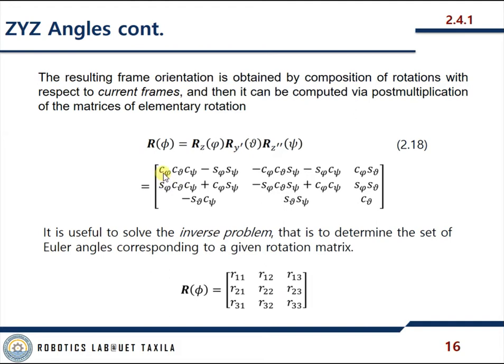It is important to note that C represents cosine and S here represents sine. So this is cos of phi, cos of theta, C of phi, or maybe sine. So these are two different symbols.